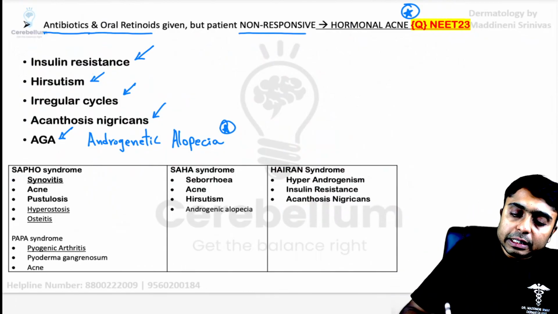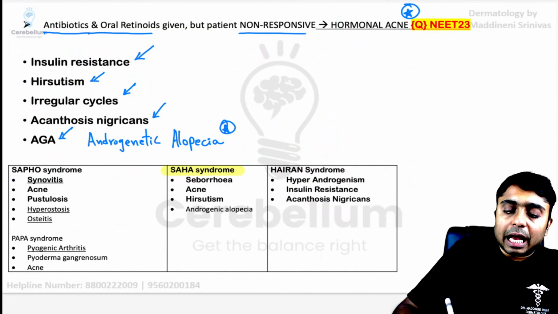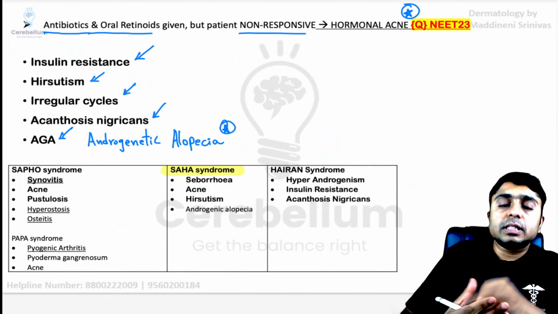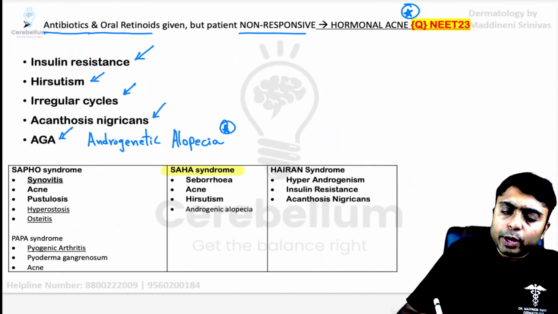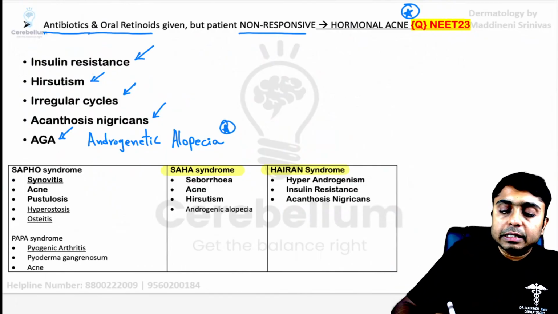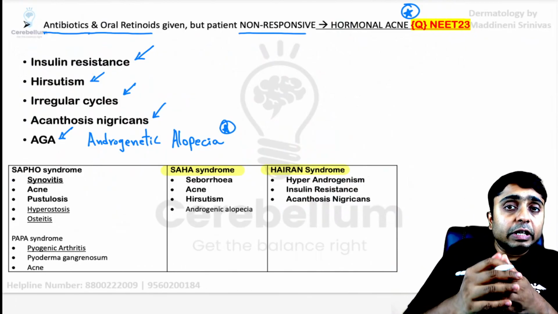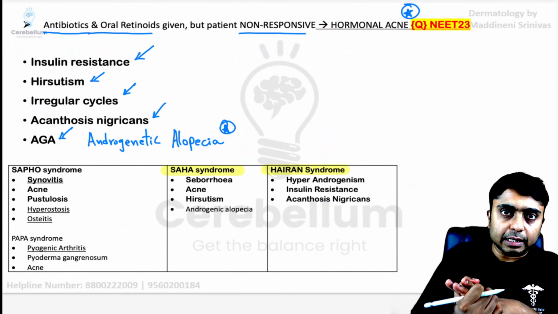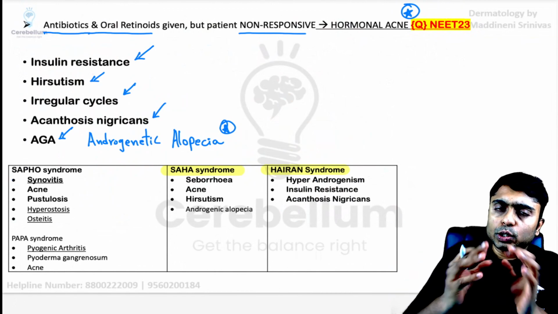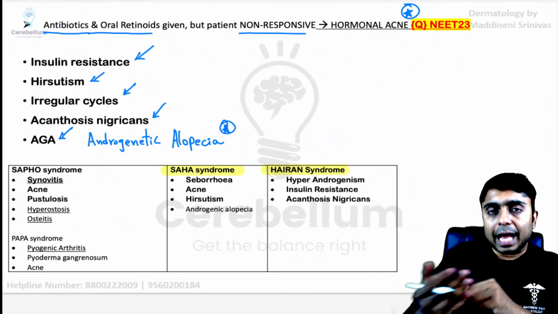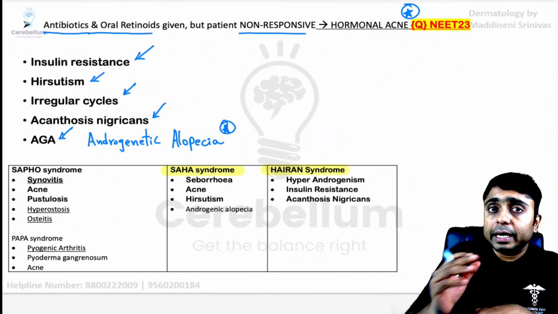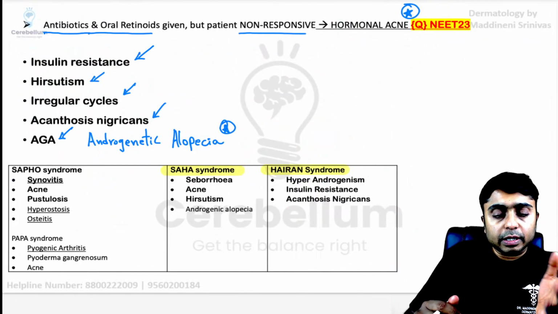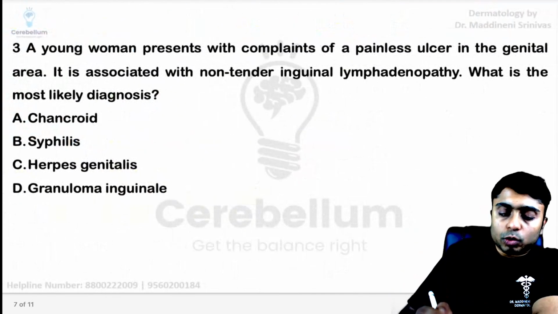Among which you can see here in the middle we have SAHA syndrome, which consists of seborrhea, acne, hirsutism, and androgenetic alopecia. And I hope you all have heard this HAIR-AN syndrome from your gynecology, which is hyperandrogenism, insulin resistance, and acanthosis nigricans. So these are the important syndromes related to the acne, and hormonal acne is one important entity on which of late questions are being asked. So this is a very important topic, we can say.